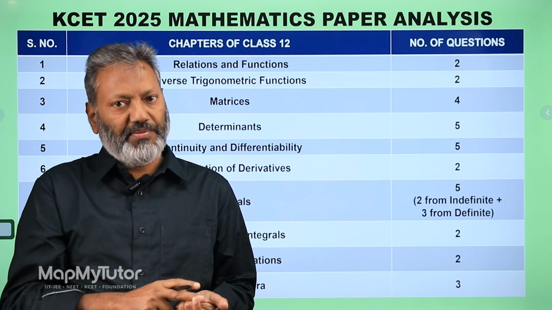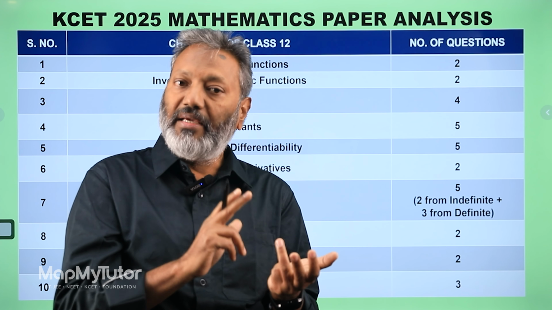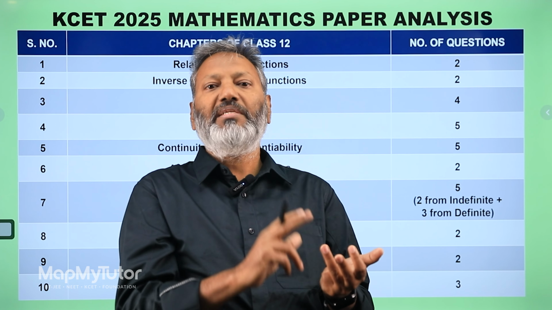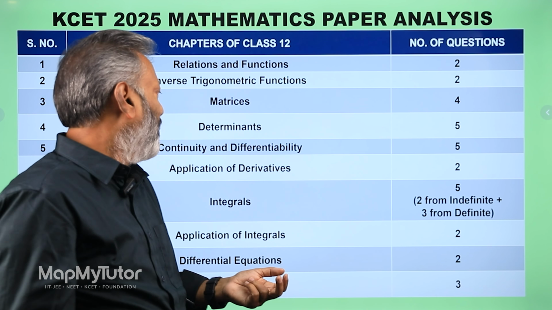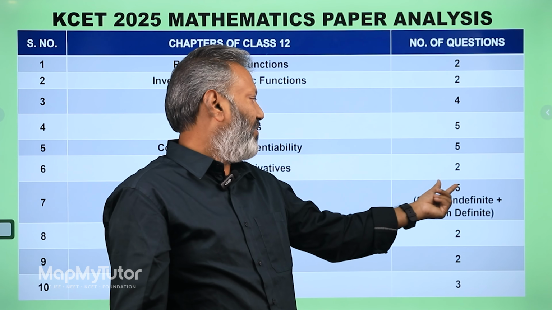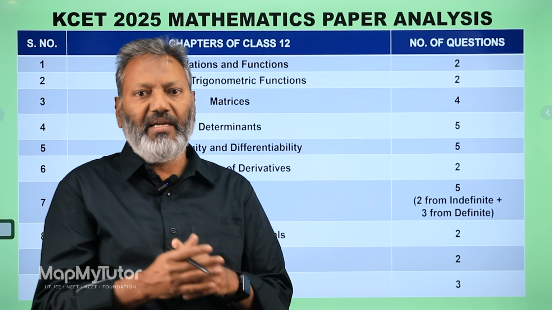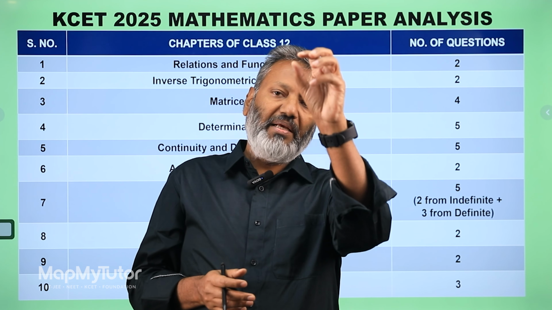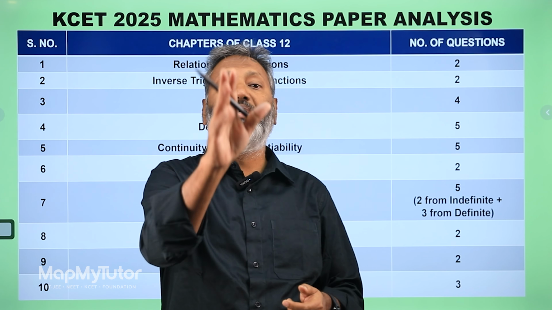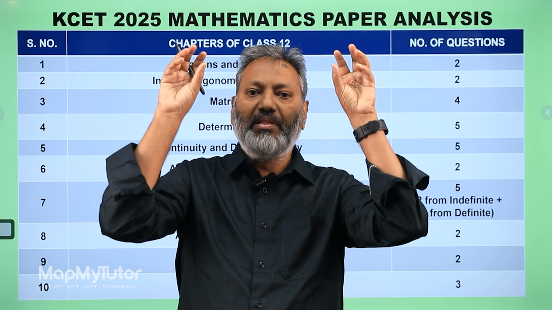Maybe rate of change. Okay, but usually these 2 things. One is increasing, decreasing functions. We also say them as monotonic functions, and the other one is maxima, minima. And then comes integrals. Integrals together 5. 2 from indefinite, 3 from definite. You know the difference, right? Methods of indefinite integration, and definite, properties of definite integrals. These are the 2 areas you must be thorough.